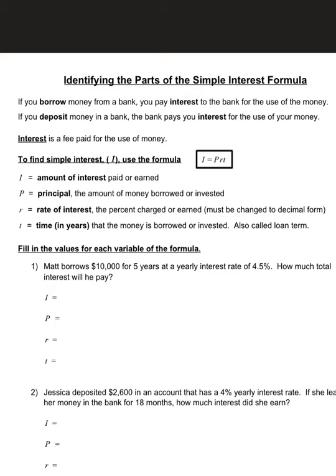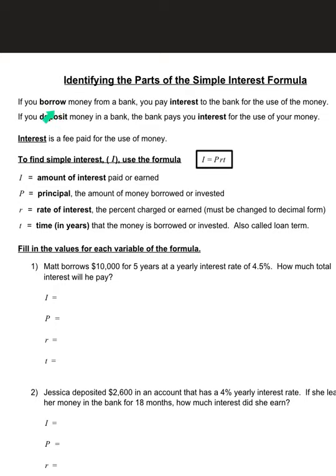All right, back again. Today we're going to be identifying the parts of the simple interest formula. So you're only identifying the parts. This should be fairly simple. Well, first off, we want to know a little bit about this whole simple interest.